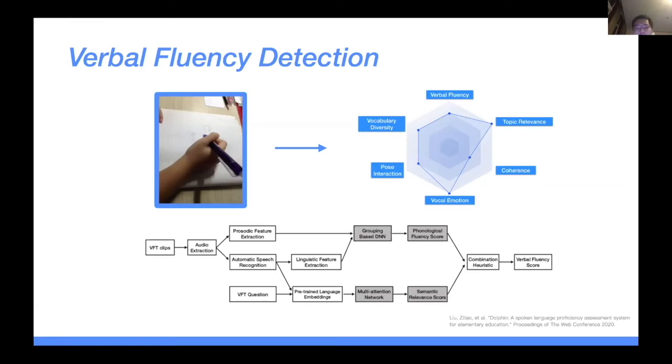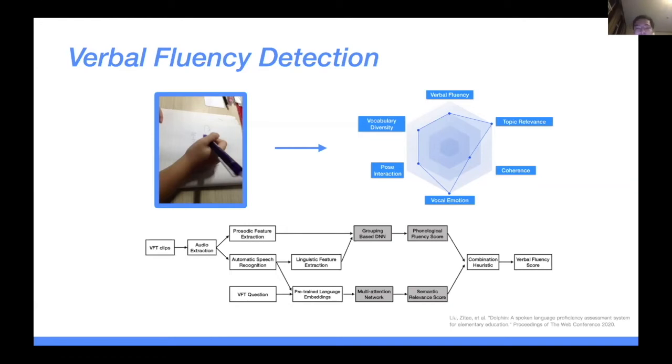Here's the overall workflow for verbal fluency. When a video clip arrives, we extract the audio track and transcribe it into text by ASR for the phonological fluency scorer. In the upper side of the figure, we extract features from both audio tracks and ASR transcripts and concatenate them as early fusion, then feed them into a group-based neural network.